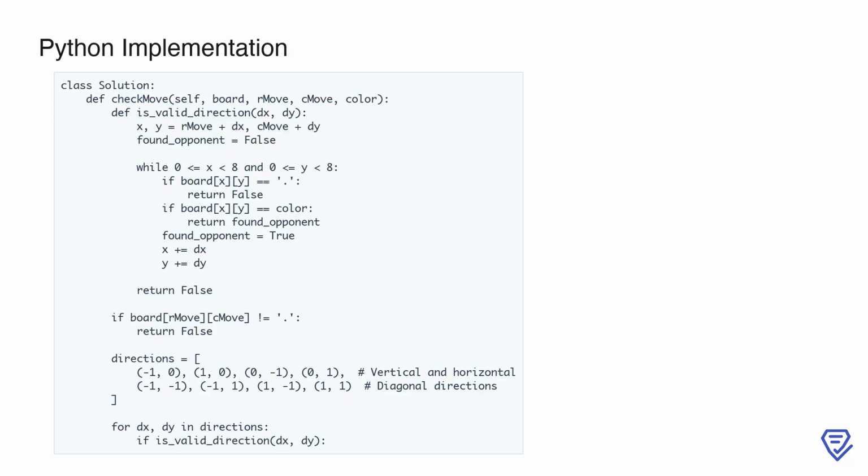The while loop then ensures that the position remains on the board by checking the boundaries. If the position is empty, indicated by a dot, the function immediately returns false. If the piece at the current position matches the player's color, the function checks if any opponent's piece was encountered along the way. If so, the move is valid, and true is returned. Otherwise, the loop continues moving in the specified direction, updating the position and the found_opponent flag as needed. Once the loop ends, the function defaults to returning false if no valid move is found.